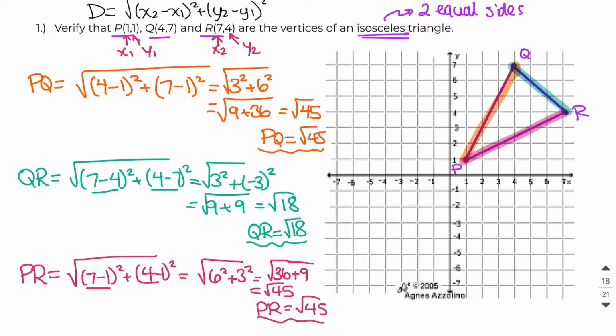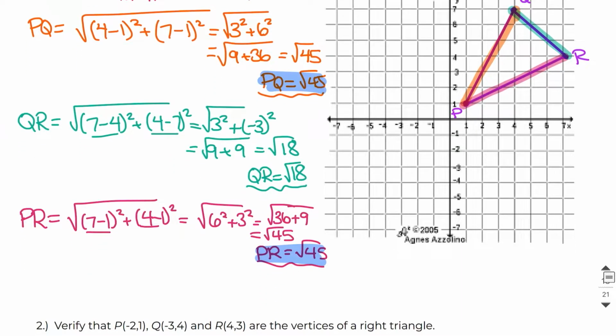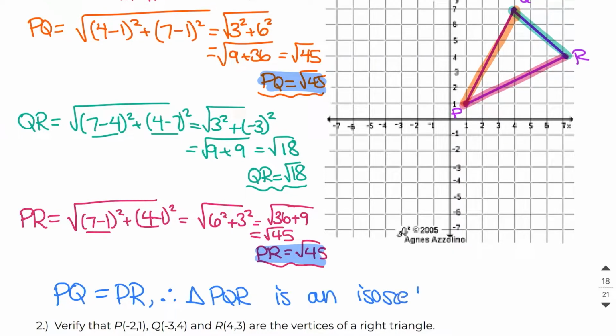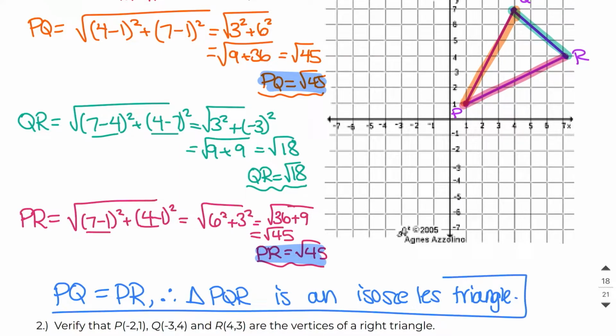And if you can see here, we notice that PQ is equal to PR. So we would just write our concluding statement right here, which would say PQ is equal to PR. Therefore, triangle PQR is an isosceles triangle. Okay, and that is our answer to this question right here.